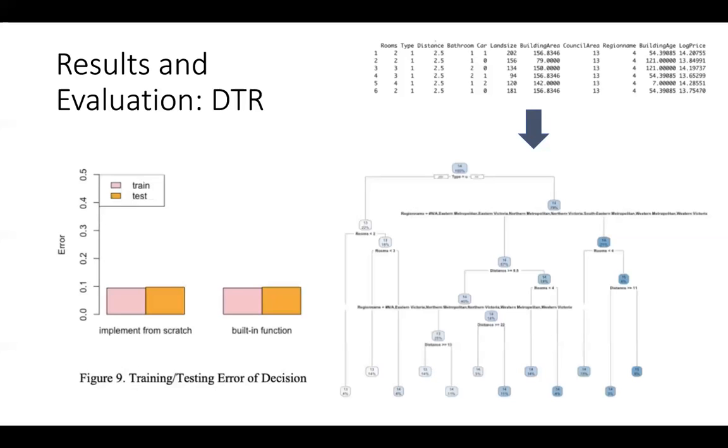Here, when it comes to decision tree regression, the final decision tree regression model is presented in the slide. It shows that type is the root node, which means that it provides the best split of the data. Upon comparing the error produced by the implementation of decision tree regression from scratch versus using built-in functions, it is found that the error rate is the same between the two implementations, based on the construction of the tree model.